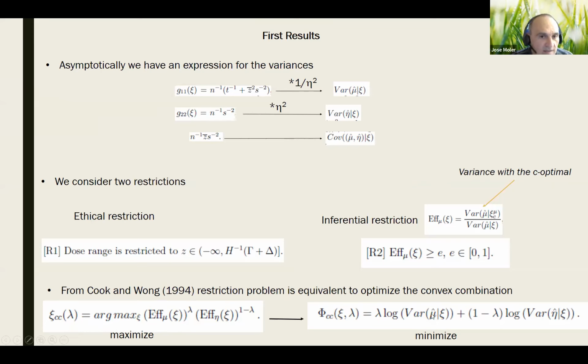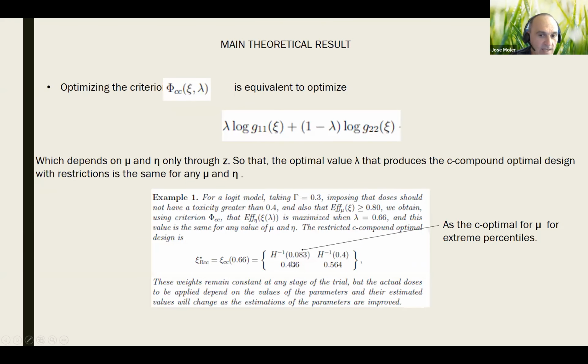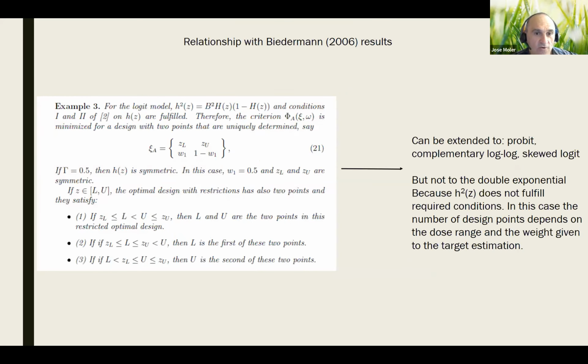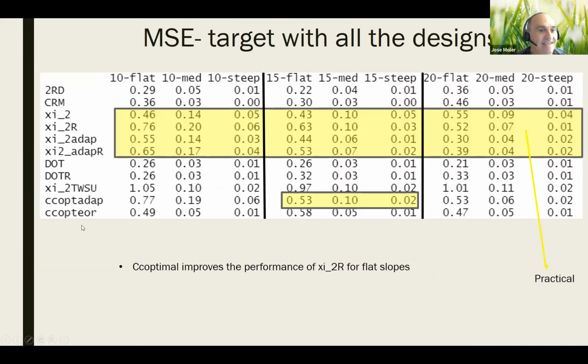And we have obtained also another design, which is this one, and we call this design CC optimal designs. As you can see, it only has 2 points as the neighborhood design, but there is no symmetry. Okay, only to show you, to finish, that this new design improves the performance of the neighborhood design when we have very flat slopes, but it's not better when we have larger slopes.